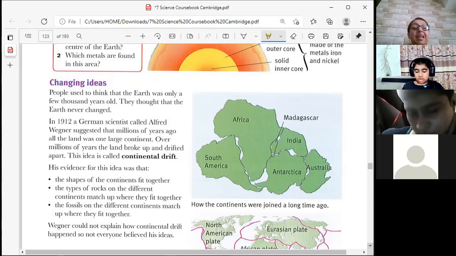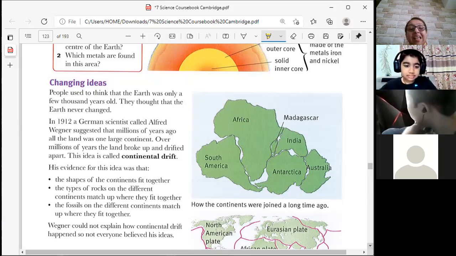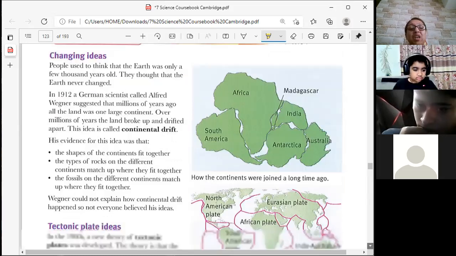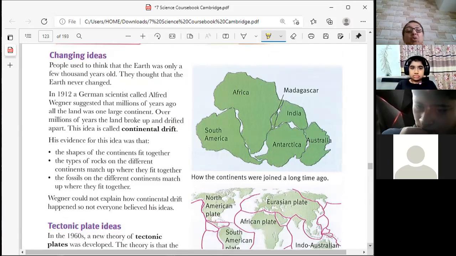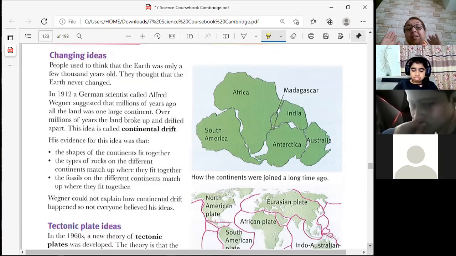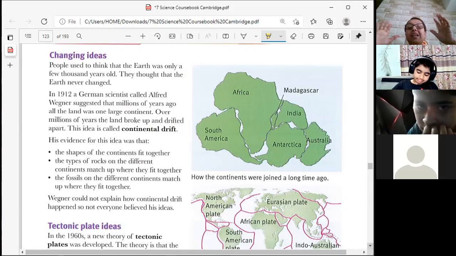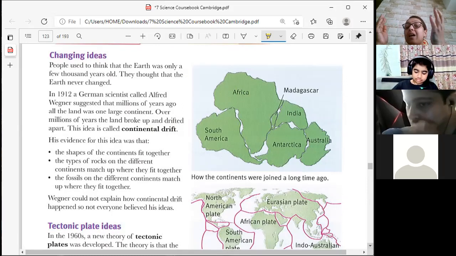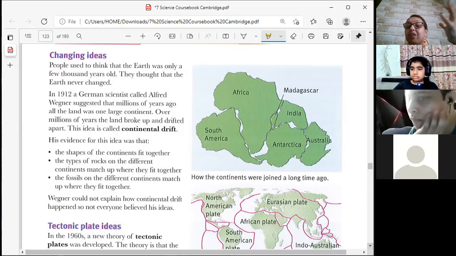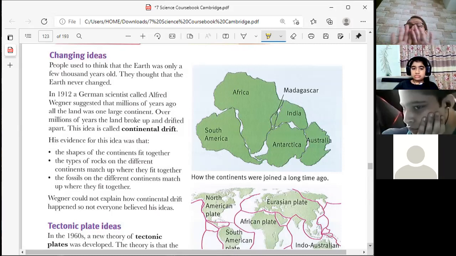Okay. His evidence for this idea was that the shapes of the continents fit together. How is he trying to explain what he is saying is correct? He said if we put all the continents together, they look like they are parts of one whole. Do you understand what I mean to say? Parts of one whole, that means if they're put together, they will make one whole.